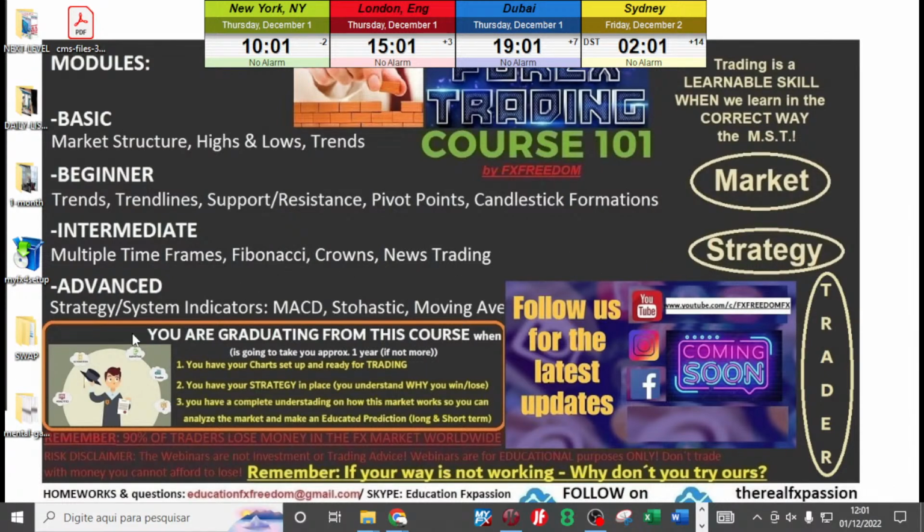And remember, everybody, you are going to graduate from this course when, number 1, you have your charts set up and ready for trading. Number 2, you have your strategy in place, and you understand why you win and why you lose. And number 3, you have a complete understanding of how this market works, so you can analyze the market and make an educated prediction. Everybody, type in the chat the currency pair that you want to check.